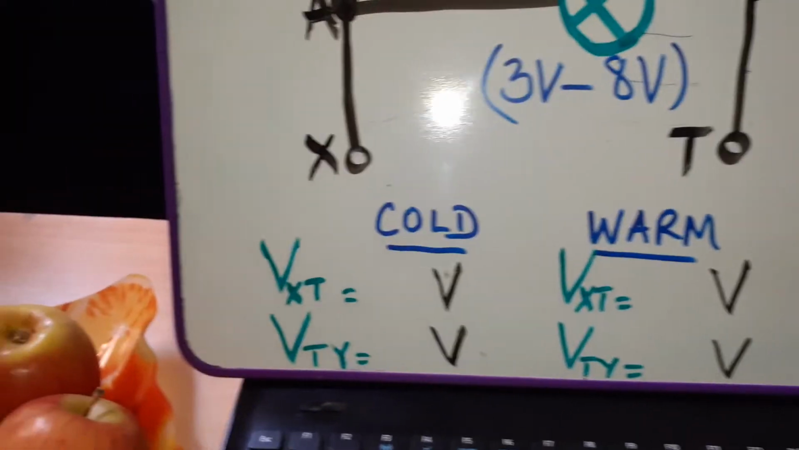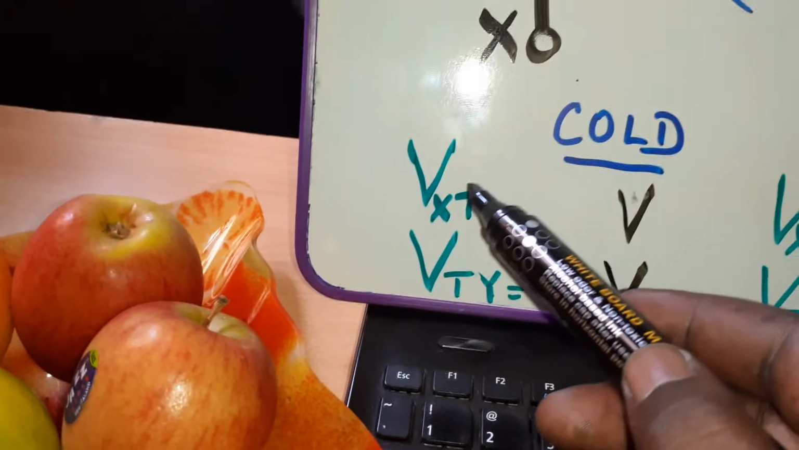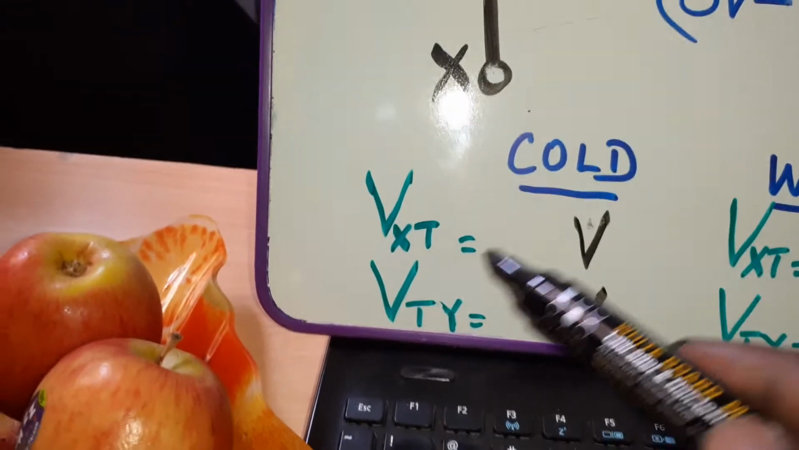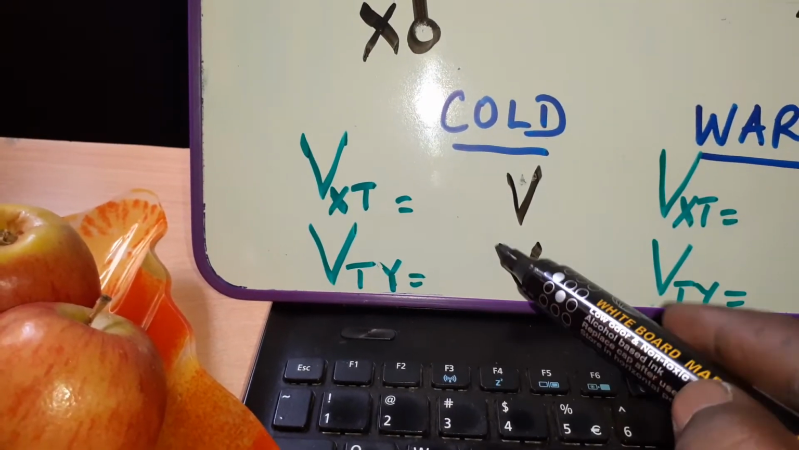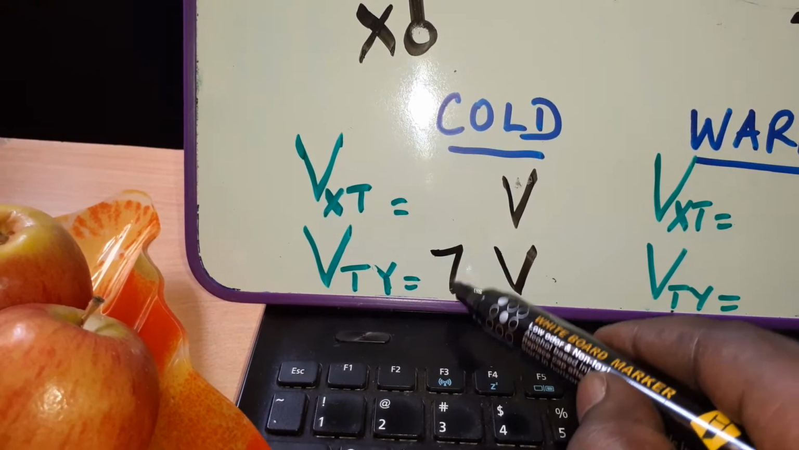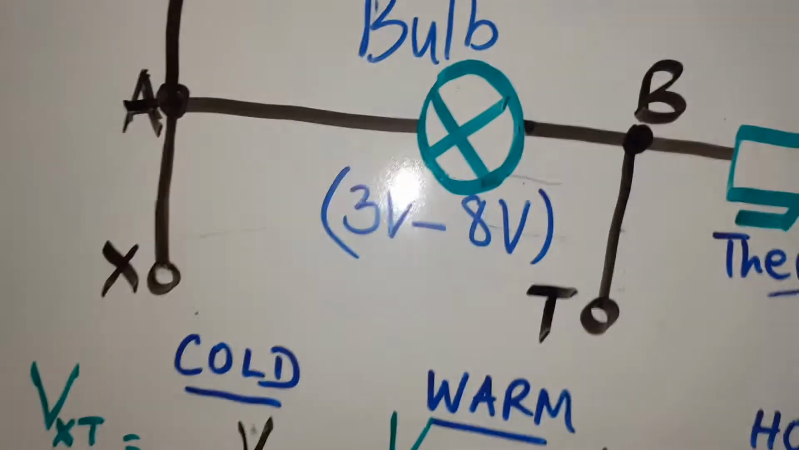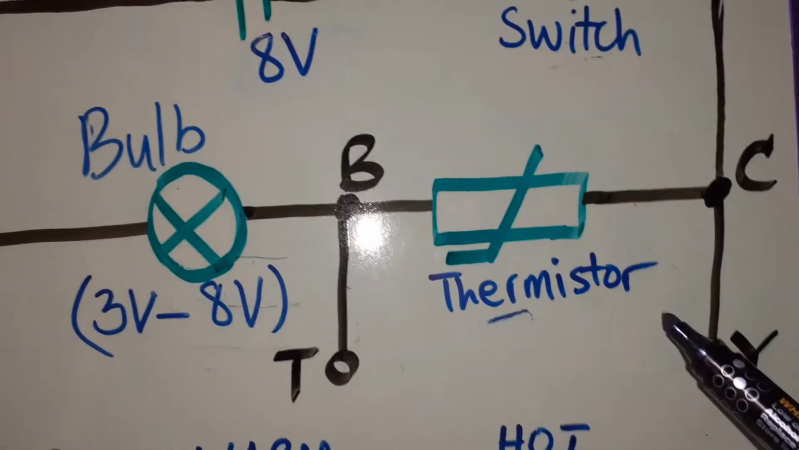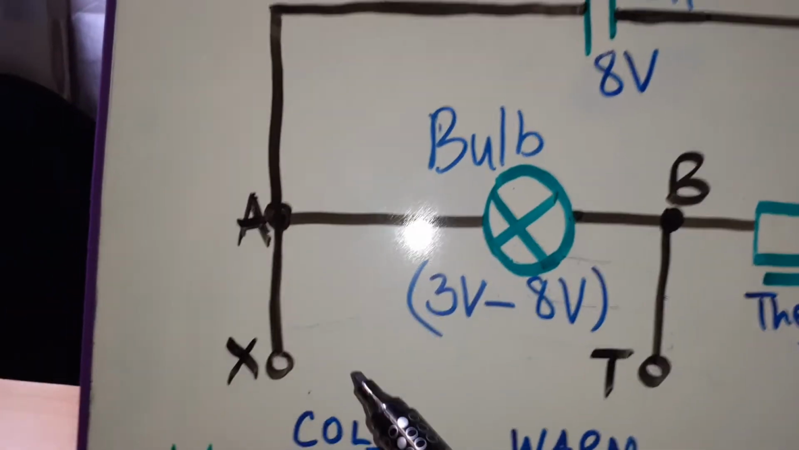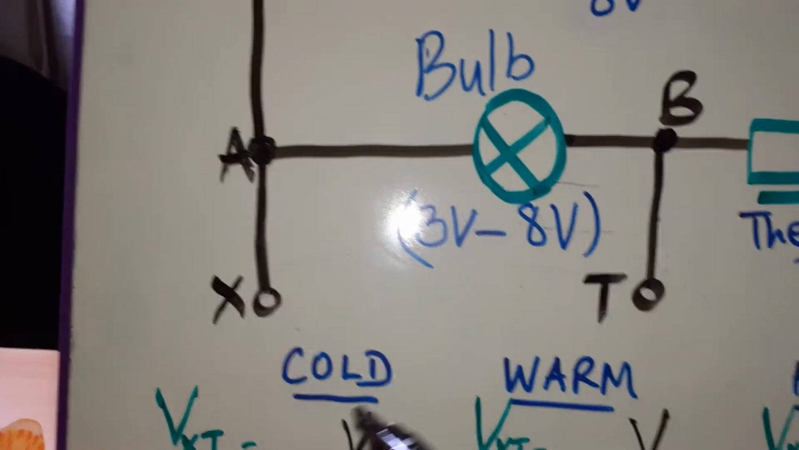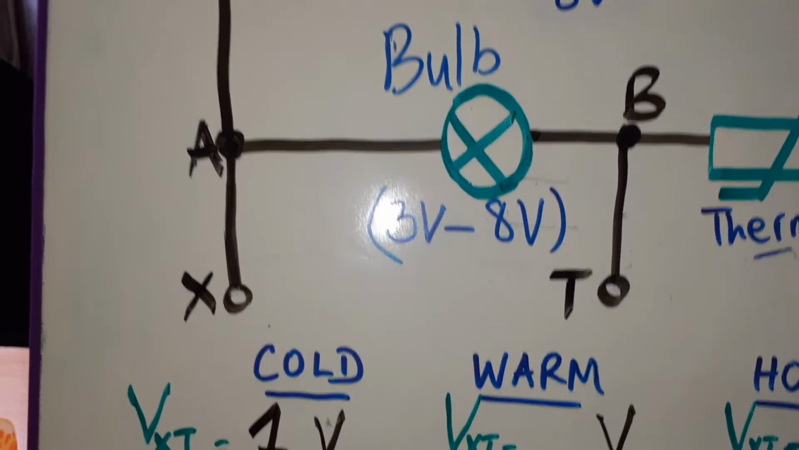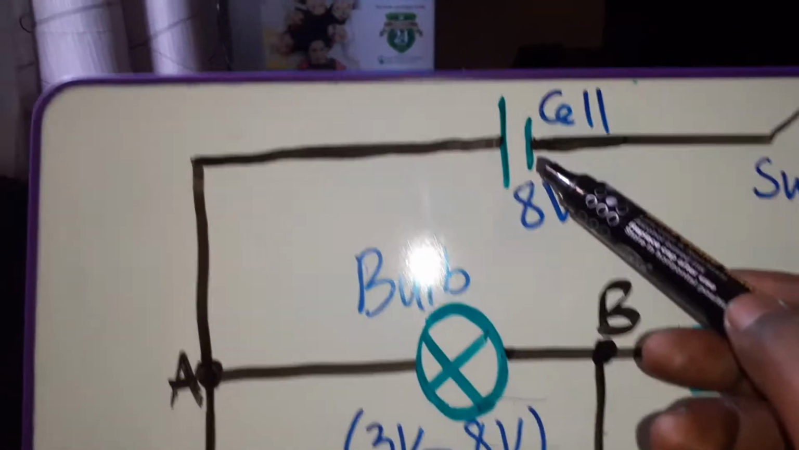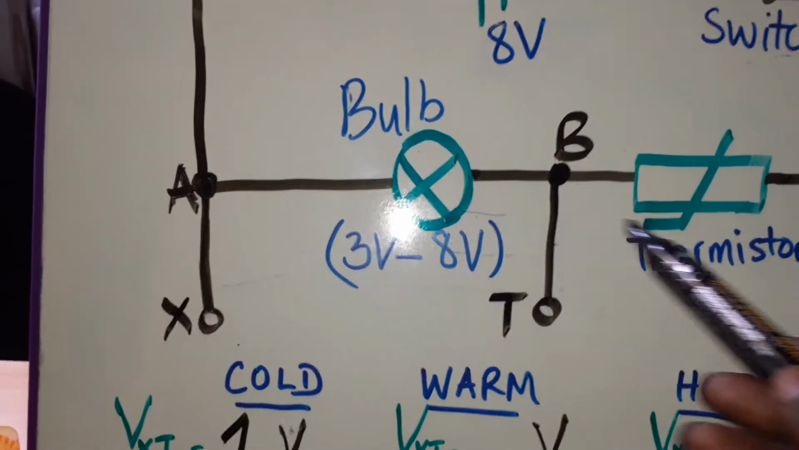Let me take a figure here. That is the voltage across TY. When it is cold, what is the voltage across TY? Let me assume that the voltage across TY is 7 volts. So if the voltage across TY is 7 volts, the voltage across XT should be equal to 1 volt. So that 1 volt plus 7 volts gives us 8 volts, as you can see, because these two are connected in series.